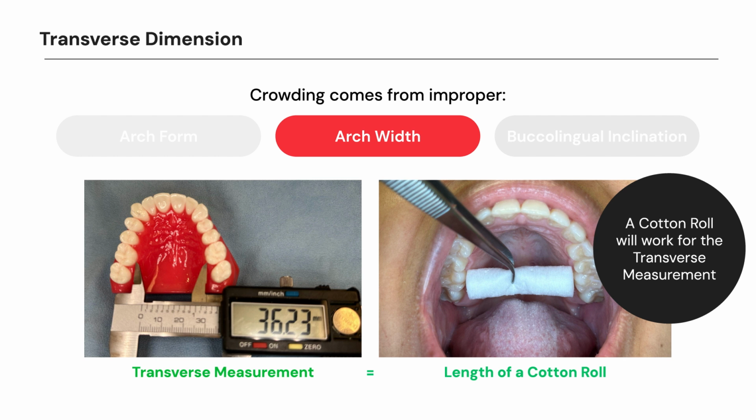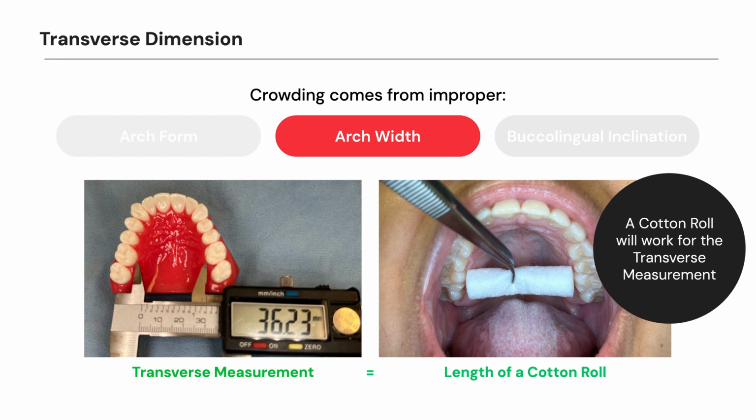We can do this in the mouth as well, but it's certainly hard to get a Vermeer caliper in there. So let me show you a really cool little trick. If you use a cotton roll that's on your tray already and hold it up there between the first molars, they typically are around 38 millimeters. You'll have to measure yours and see, whoever's making them, what their length is, but generally they're around 38 millimeters.